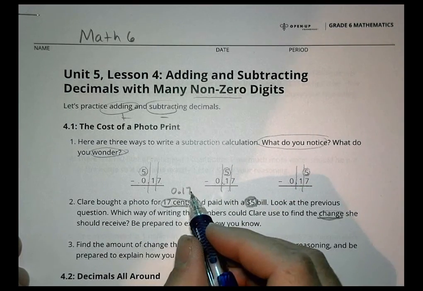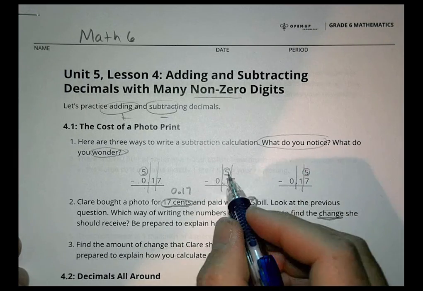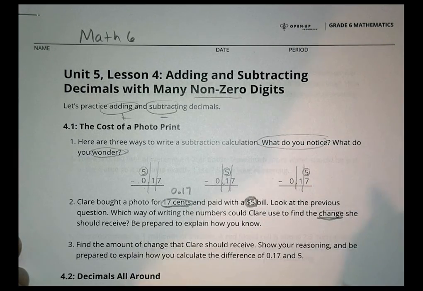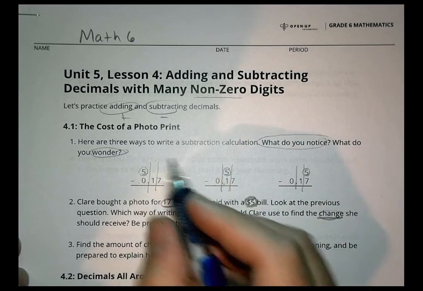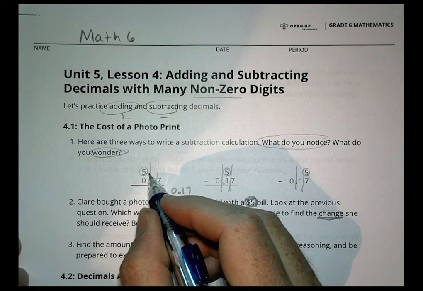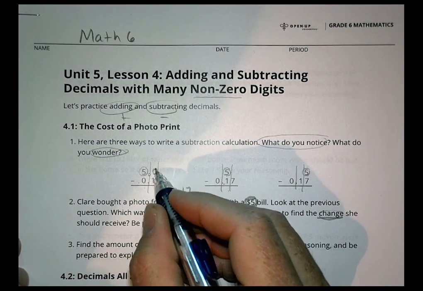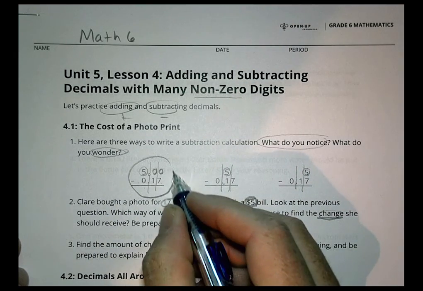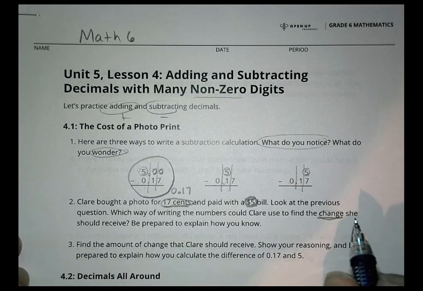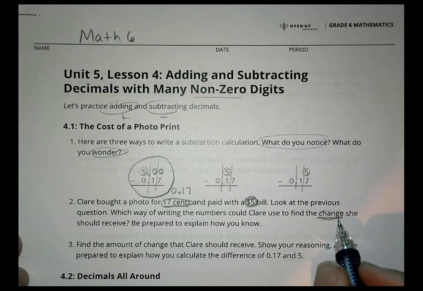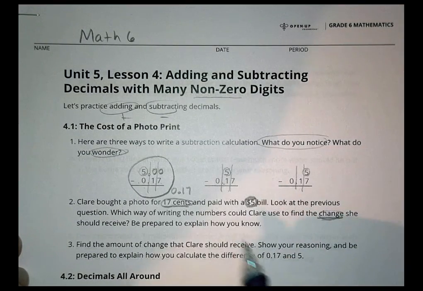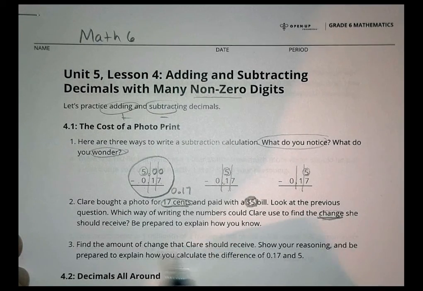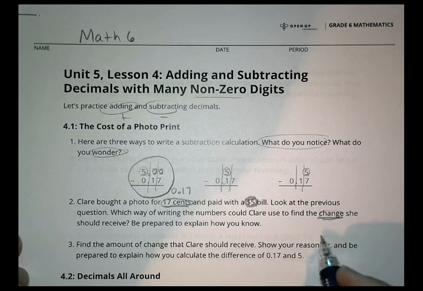Okay, well 17 cents is there. Would this be $5? Would that be $5? Or would that be $5? From my understanding, I would say $5 looks like this. 5.00, and I would use the first one as my equation that I would use to find out how much change she would have left, because that shows $5 there. So let's find the amount of change that she would receive and show your reasoning.